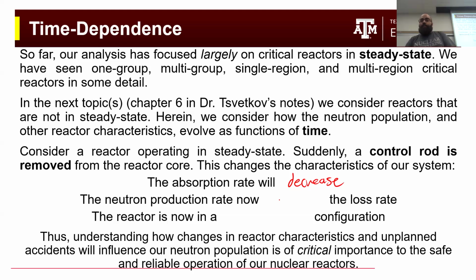Yeah, perfect. The production rate is now going to be greater than the loss rate. We're now producing more neutrons than we are losing from the system. And if our production is bigger than our losses, we're now supercritical. Perfect. We're now in a supercritical configuration.